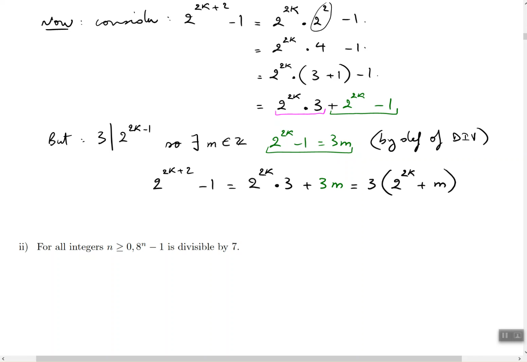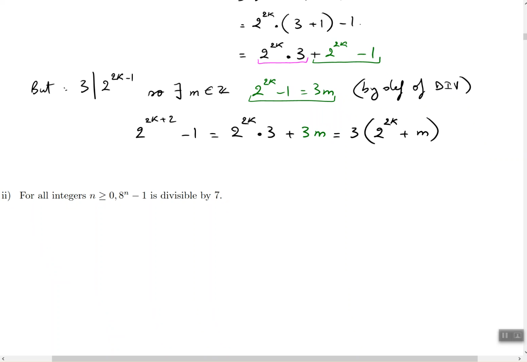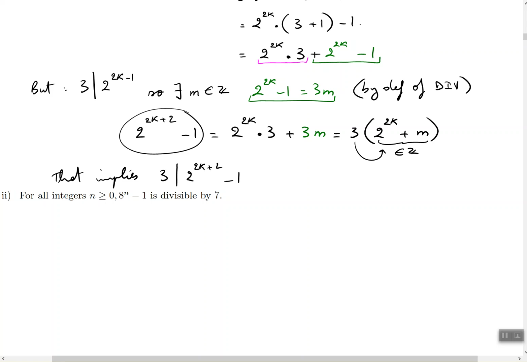But this is the same thing as saying 3 times 2 to the power of 2k plus the little m. And since 2 to the power of 2k is an integer and m itself is an integer, this whole thing is going to be an integer. And having 3 times an integer equal to the quantity that we have implies that 3 is going to divide the quantity. So 3 divides 2 to the power of 2k plus 2 minus 1, which is what we wanted in the first place. So that's the end of the proof, QED.